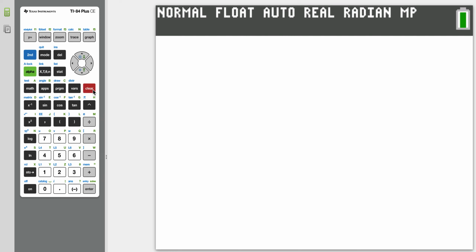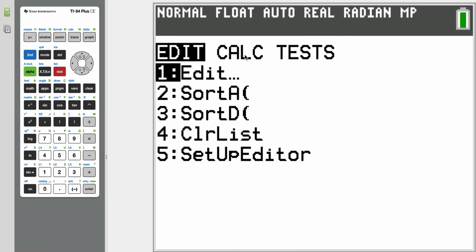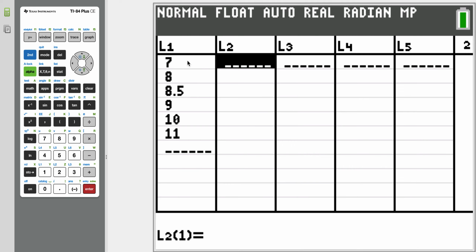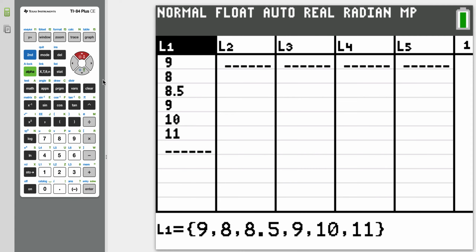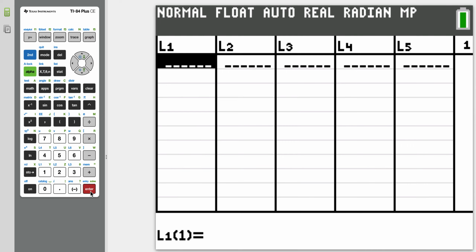And let's go and clear that. I want to run some stats, right? So I'm going to hit the stat button. I can't do any calculations yet, but I do need to edit. So I'm going to hit enter. I'm going to edit. And I have some data in L1. Now you can just go over to L1 and replace that data by putting in the data you want. Or you could just go up to L1, hit clear, and then hit enter, and it did clear it. So I don't think I have any data in any of my lists now.